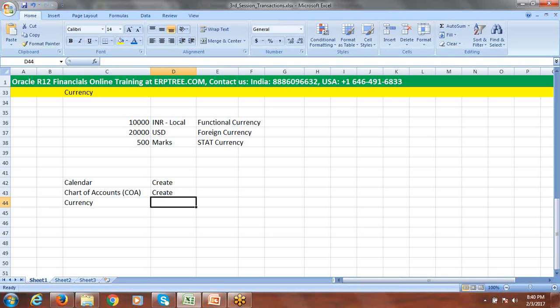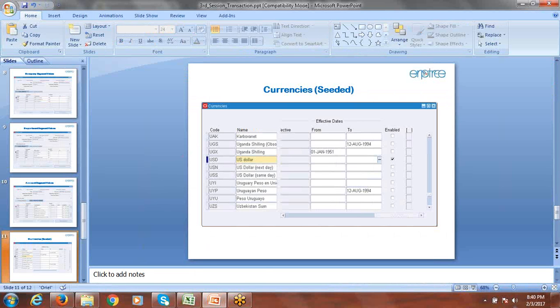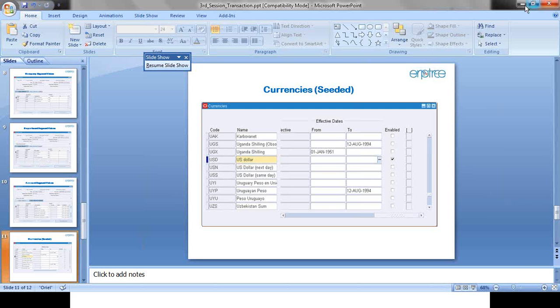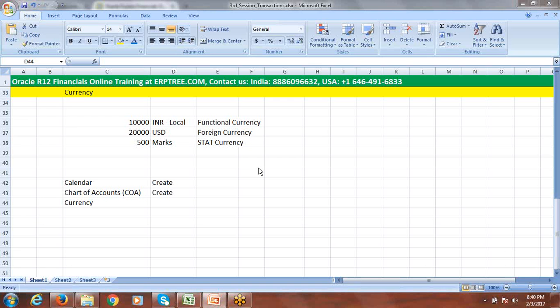All currencies are available. What we have to do? Whichever currency you require as per your business, that currency you have to enable. See here, USD is enabled. If you enable the currency, only those currencies will be available when you are recording the transaction, to specify that the amount belongs to that currency. Unless you go and enable, you cannot use that currency. So currencies we don't need to create, we just have to enable them, that means activate them so that you can use them as part of a transaction.